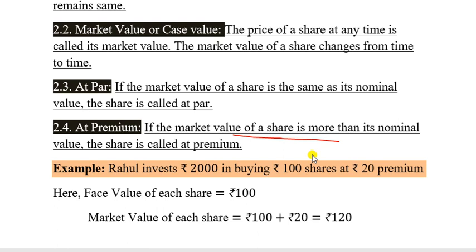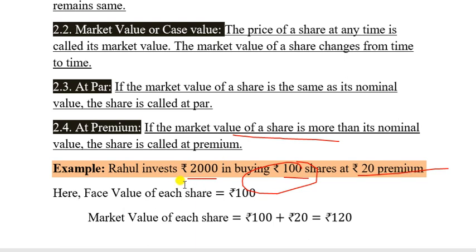For example, I have written here, Rahul invested 20,000 in buying 100 rupee shares. That means a 100 rupee share, that means the face value of that share is 100 rupees. That is written, Rahul invested how much? That is 20,000 rupees, in buying 100 rupee shares at 20 rupees premium. So 20 rupees is not the market value. Premium or any discount, you have to calculate out of 100 only.